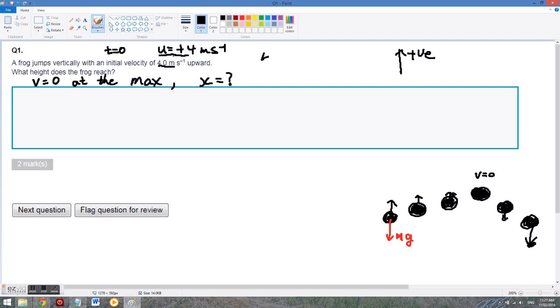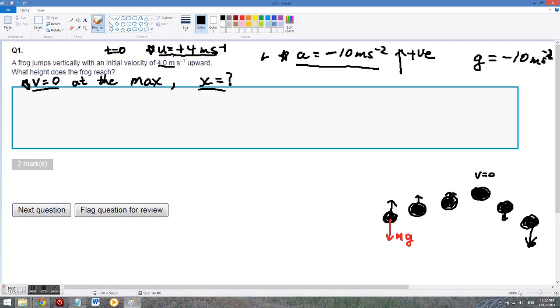So we have the initial velocity, we have the final velocity, we have x. Also we know the gravity, acceleration is minus 10 meters per second squared. Just for this question, I use minus 10. Now, when we have all the information, go through your constant acceleration formulas.